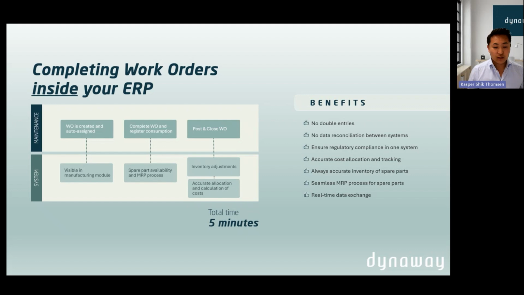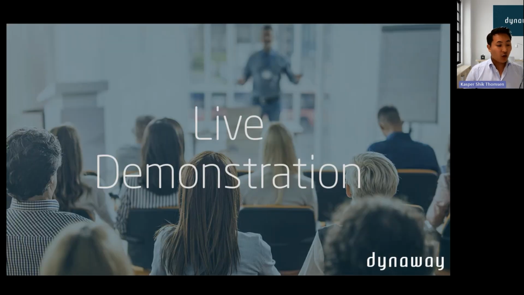So no double entries, no data reconciliation between two monolith systems, and all of that good stuff. Real-time data exchange. You can see the spare parts when you prepare the work order. You can look directly into your inventory management for that part from the work order, as an example, right? Hopefully that makes sense, because that moves us along to the live demonstration.